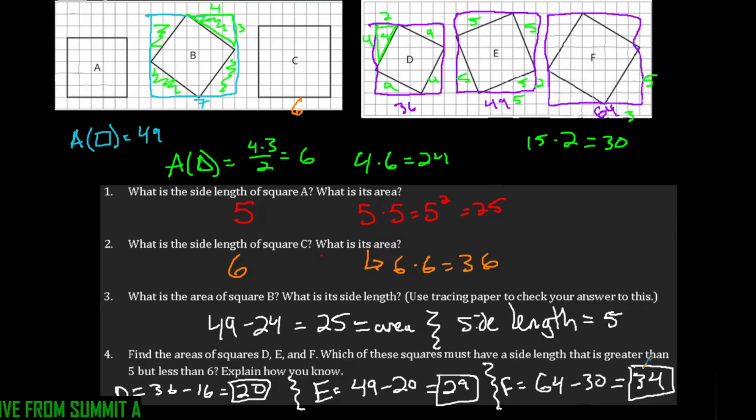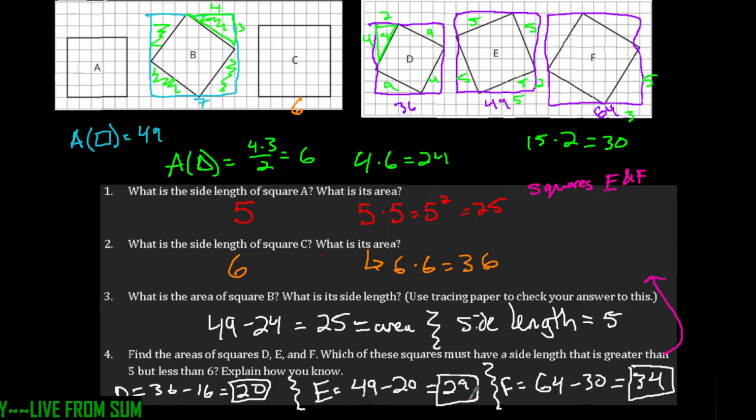Now it says which of these squares must have a side length that's greater than 5 but less than 6. So let me actually do this part. We do this part right here. Now we have some space. I'm going to say squares E and F. And the reason why I know that is because if I look at the square roots of 29 and 34, I know that they're in between 5 and 6. So I'd say 5 is less than the square root of 29, which is less than 6, and also 5 is less than the square root of 34, which is less than 6.